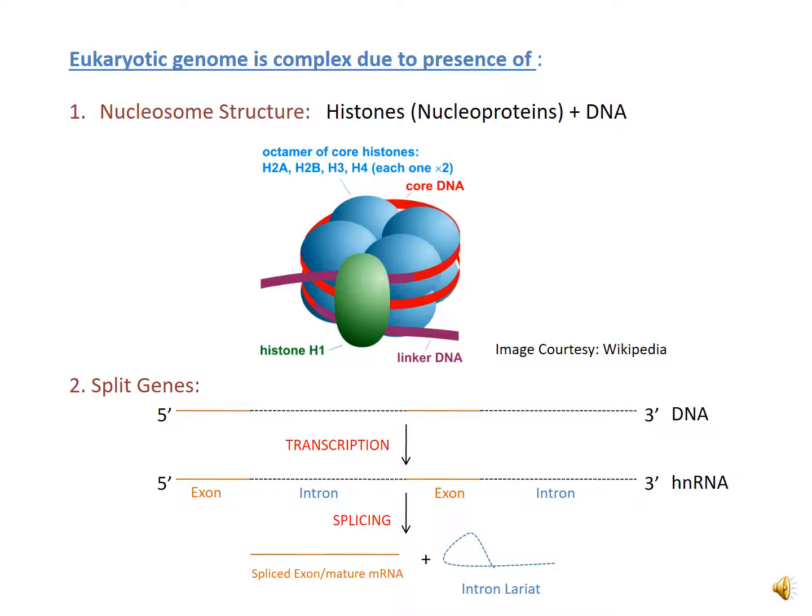During transcription, the initial hnRNA has both exons and introns, and they undergo the process of splicing, which results in the spliced exons, which we call mature mRNA, ready for undergoing translation, and the leaving group is called the intron lariat.